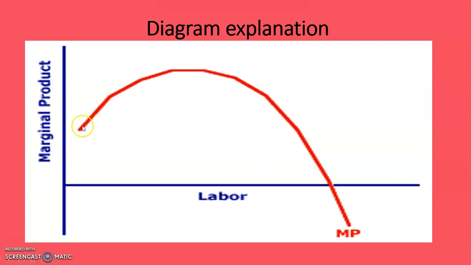Now, when the marginal product is rising or increasing, it shows an increasing return to factor. Then when the marginal product attains its maximum point, it shows a constant return to factor. Then when you realize that the marginal product is falling, we have a decreasing return to factor. Then lastly, when the marginal product is in the negative zone, it means that we are experiencing negative return to factor. So that is the graphical explanation of the law of diminishing marginal returns.